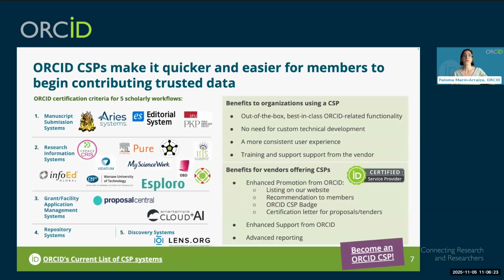Today, we're going to see one of the workflows that we've certified, which is the manuscript submission system. But we also have 4 other workflows that can get certified: research information systems, grant or facility, application management system, repository systems, and discovery systems.